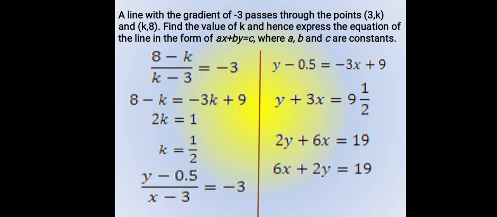Now, having found k, we can find the equation of the line. We say (y minus 0.5) over (x minus 3) should give our gradient of negative 3. Solving by cross multiplying, we get that our line is 6x plus 2y is equal to 19, where 6 stands for a, 2 stands for b, and 19 stands for c. So we have written our line in the form ax plus by is equal to c.